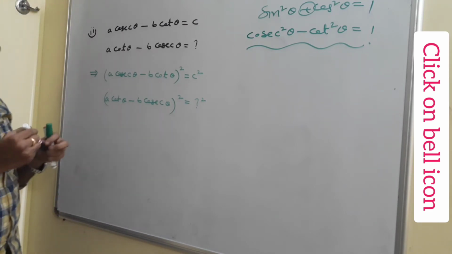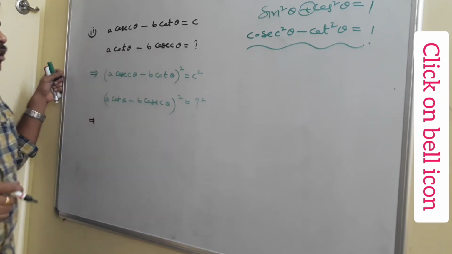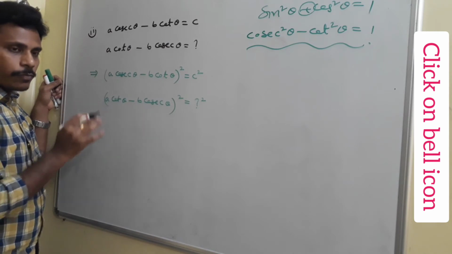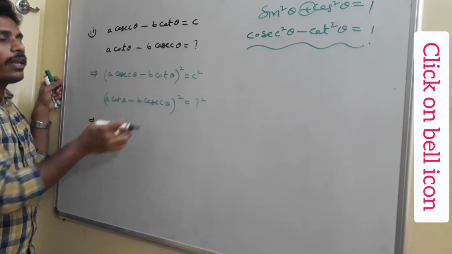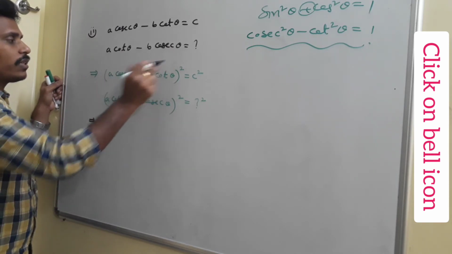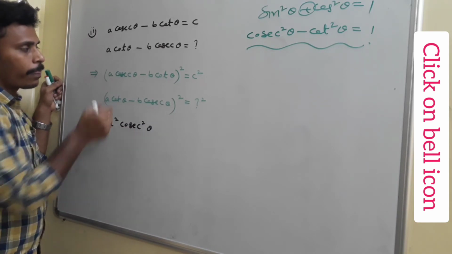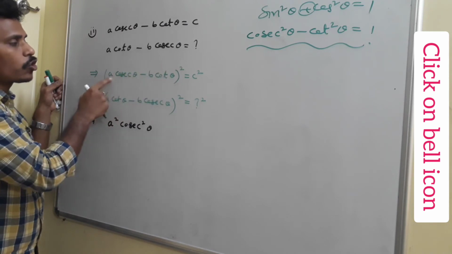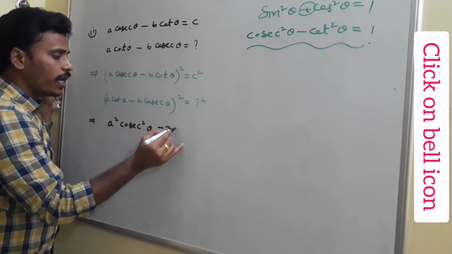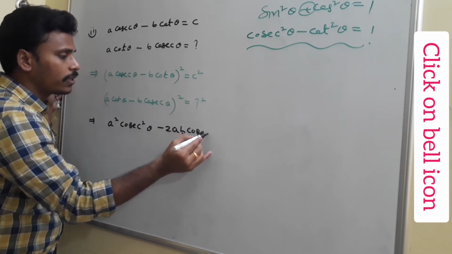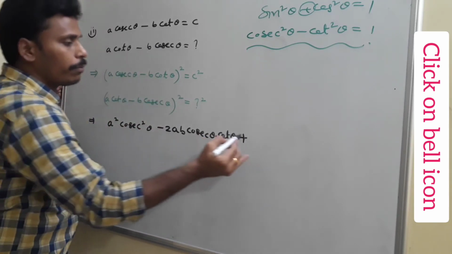And now apply the squaring on both sides. A cosecant theta minus b cot theta whole square, as in the previous problem. For the previous one we added, and now here we are subtracting. All the remaining part of the story is the same. A cosecant theta square is just a square cosecant square theta. The square of this term is over, and then minus 2ab, but along with a we have cosecant, along with b we have cot. So minus 2ab cosecant theta into cot theta plus the square of this one, b square cot square theta.